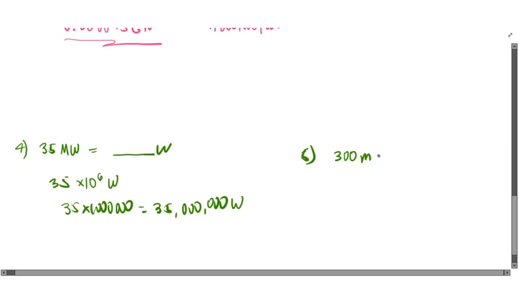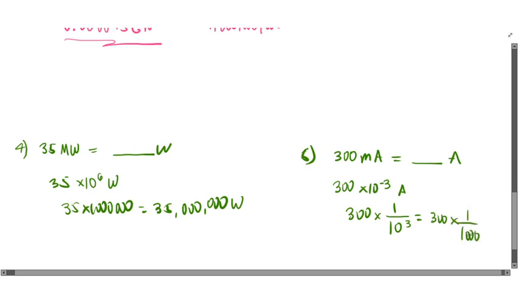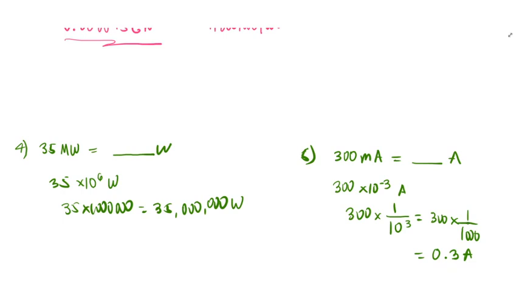Another one, we have 300 milliamperes, and we need to convert this into amperes. Milli is 10 to the power of negative 3, so 300 times 1 over 10 to the power of 3. From our topic about exponents, if the exponent is negative, you can bring down the base and the exponent becomes positive. This is 300 times 1 over 1000, so 300 divided by 1000 is 0.3 amperes.